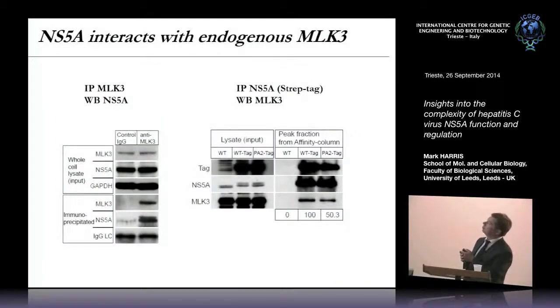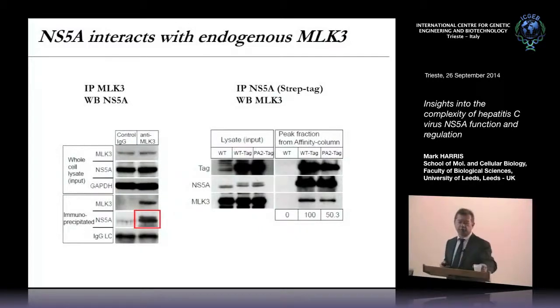So we showed that MLK3 interacts with NS5A. Here's an immunoprecipitation of endogenous MLK3, which we've then Western blotted with NS5A. What you can see is that when you immunoprecipitate with an MLK3 antibody, you also pull down NS5A. And if we turn that system around and look the other way, when we immunoprecipitate NS5A, which in this case was strep tagged, and Western blot for MLK3, again we're pulling down MLK3. And we see a reduction in that interaction when we have the proline mutant present, but not a complete abrogation.